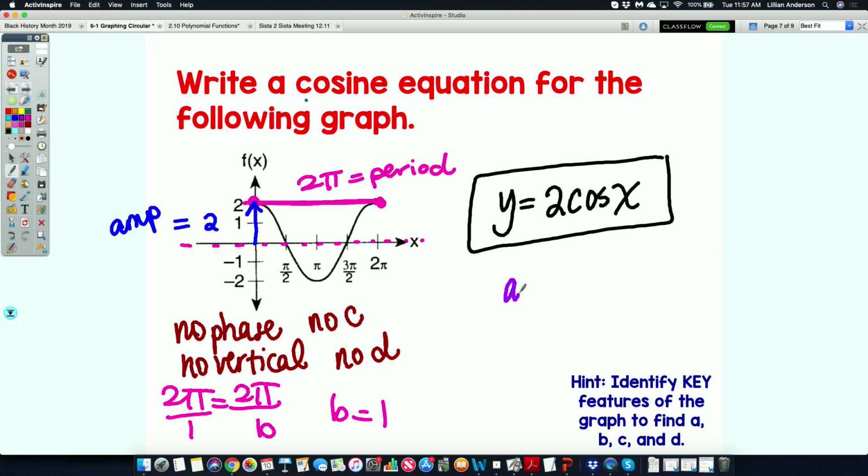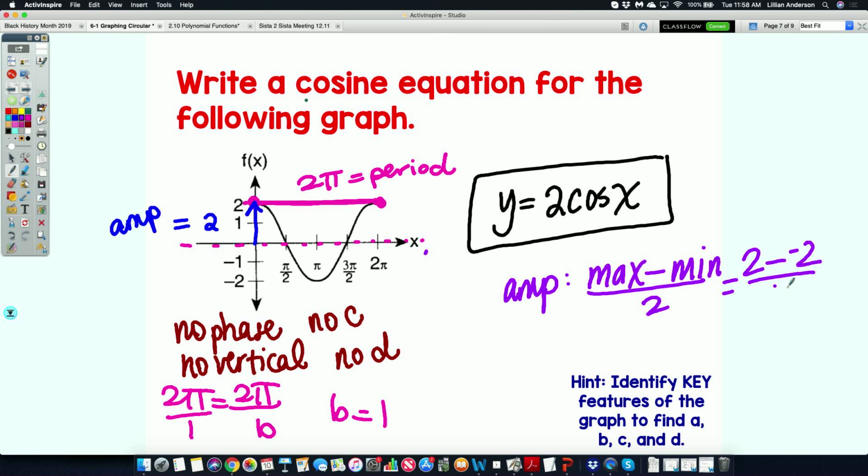Another way you can find the amplitude is to take your maximum value, your highest y value, minus your lowest y value, and divide it by 2. What's my maximum y value? What's my minimum? So 2 minus a negative 2 ends up being a plus, so that becomes 4 over 2, which is just 2. And that's what we got for our amplitude.